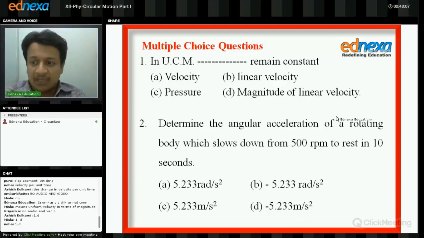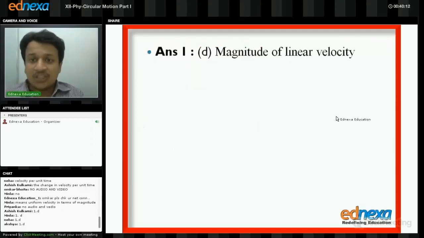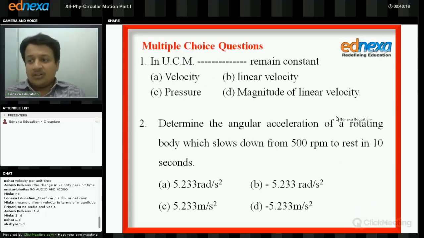Meenal types D, Neha types D. Okay. So is D the correct option? Yes, D is the correct option for the first. Very good. The reason behind it is, which options are present? Velocity, option A. In UCM, is velocity going to remain constant? No. If angular velocity were there, then yes, that would also be a correct option, but angular velocity was not present. D clearly mentions linear velocity. Obviously, velocity and linear velocity are almost the same thing.